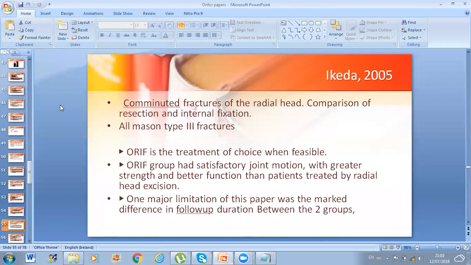Ikeda in 2005 studied comminuted fracture of the radial head, comparing resection and internal fixation. For all Mason type 3 fractures, ORIF is the treatment of choice when feasible. The ORIF group had satisfactory joint motion with greater strength and better function than patients treated with radial head excision. One major limitation of this paper was the marked difference in follow-up between the two groups.